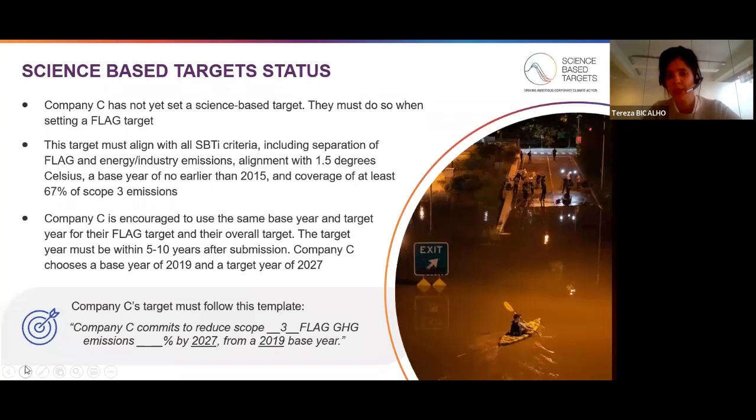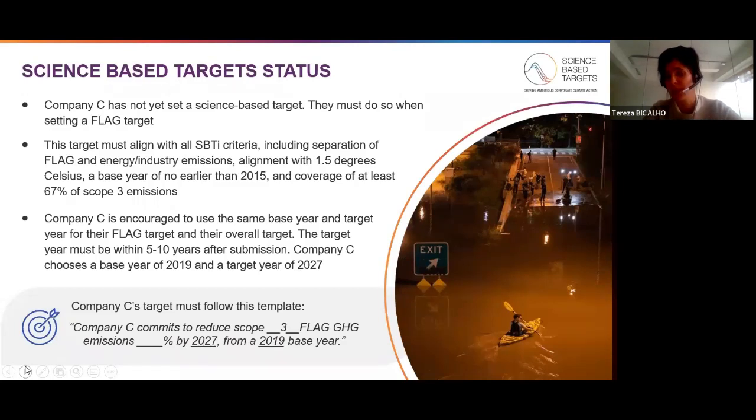Let's highlight some key points of this case. So first, Company C has not yet set that science-based target. They must do so when setting a FLAG target. The FLAG target must align with all SBTi criteria, including separation of FLAG and energy industry emissions, non-FLAG, alignment with 1.5 degrees Celsius, having a base year of no earlier than 2015, and coverage of at least 67% of Scope 3 emissions.